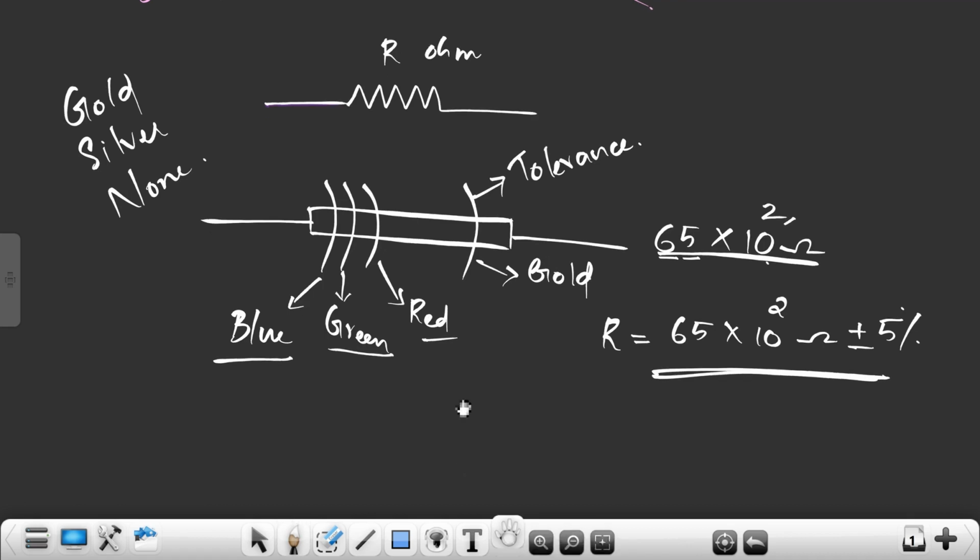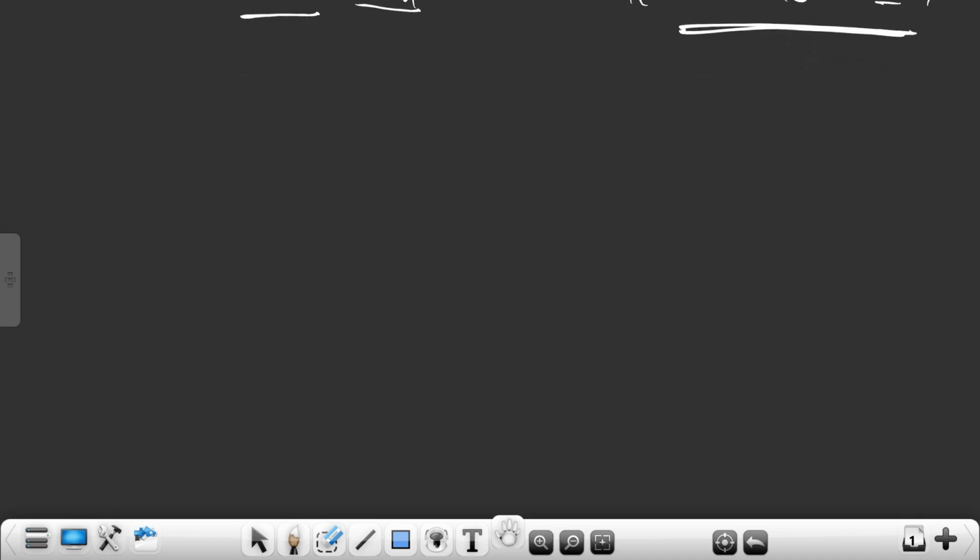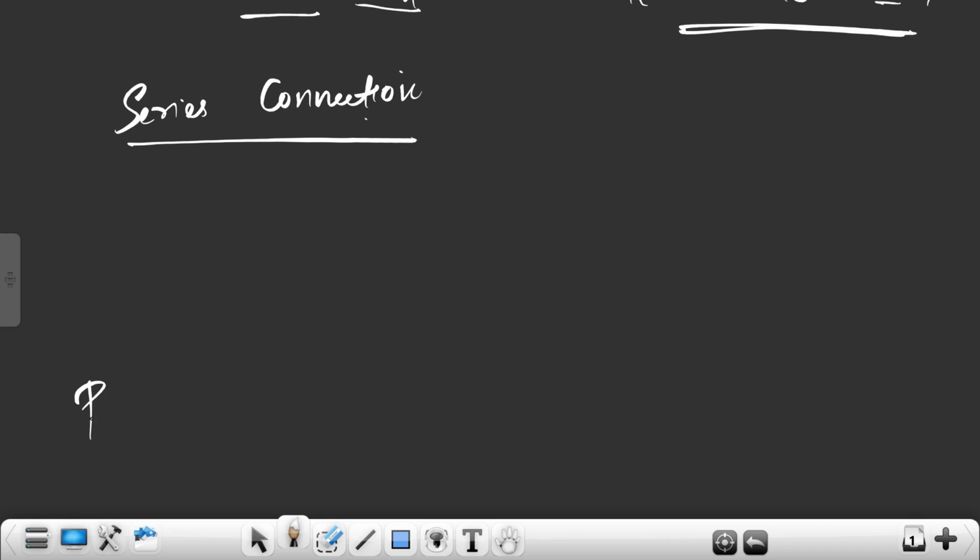Then, now we can see the arrangement of resistors in a circuit, how it is arranged. Just like the arrangement of cells, resistors can also be arranged in two ways. They are series connection and parallel connection.